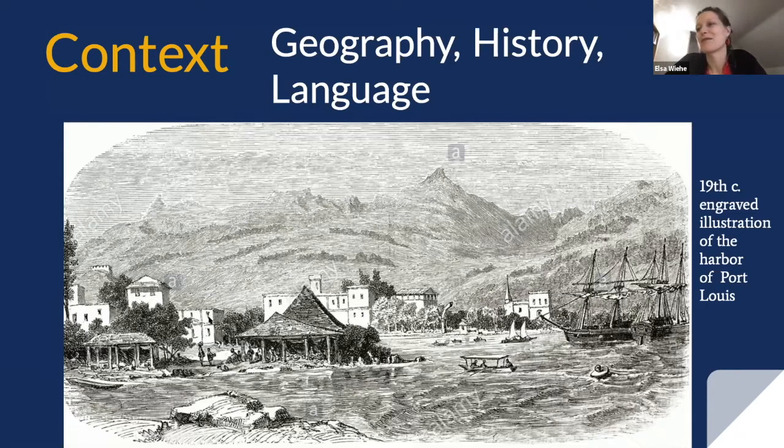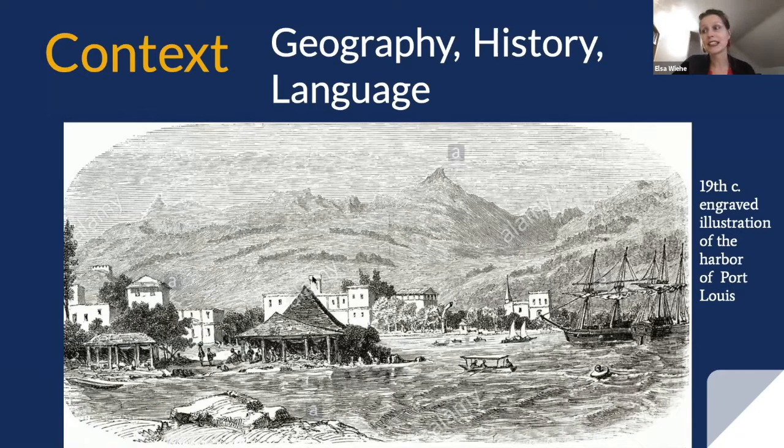So this picture is a 19th century engraving of Port Louis. We're going to be looking at a time period about 100 years earlier, but it still can evoke a little bit of the island that is Mauritius, and especially at the time of the early settlement.